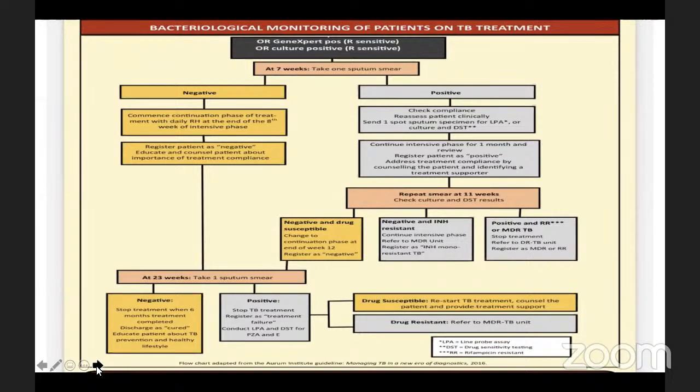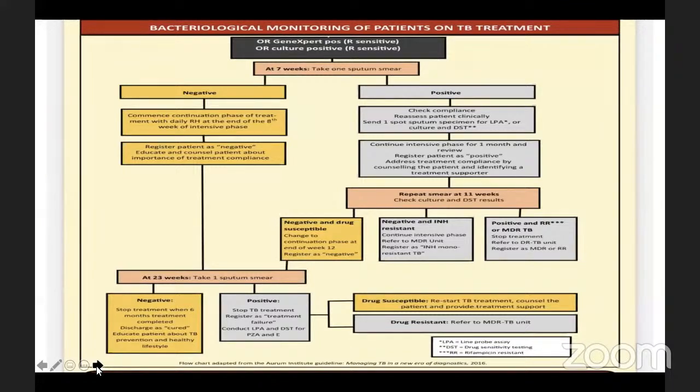So at 7 weeks, it's vital that we take one sputum smear to test. If the smear comes out negative at 7 weeks, then you commence with the continuation phase of treatment with daily rifampicin and isoniazid at the end of the 8th week of intensive phase. And then you register the patient as negative. You educate and counsel about the importance of adherence.